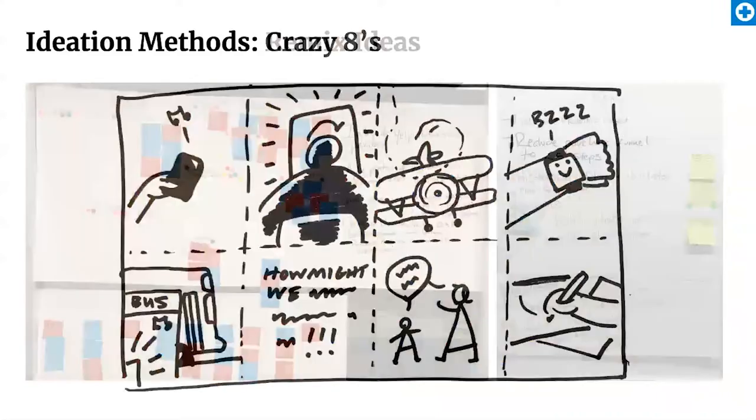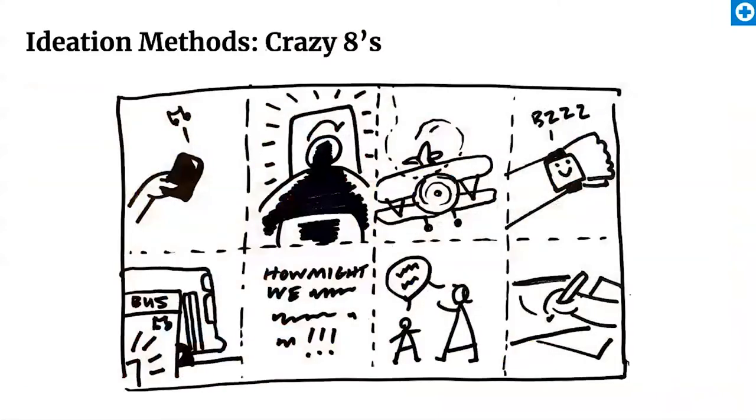With Crazy Eights, you perform a fast sketching exercise where you sketch 8 distinct ideas in 8 minutes. To start, you can fold a piece of paper in half again, and then one more time to create 8 boxes. Set a timer for 8 minutes and draw 8 different ideas. That's 1 minute per idea, which actually goes pretty fast. And the goal is to push beyond your first idea, frequently the least innovative, and to generate a wide variety of solutions to your challenge.